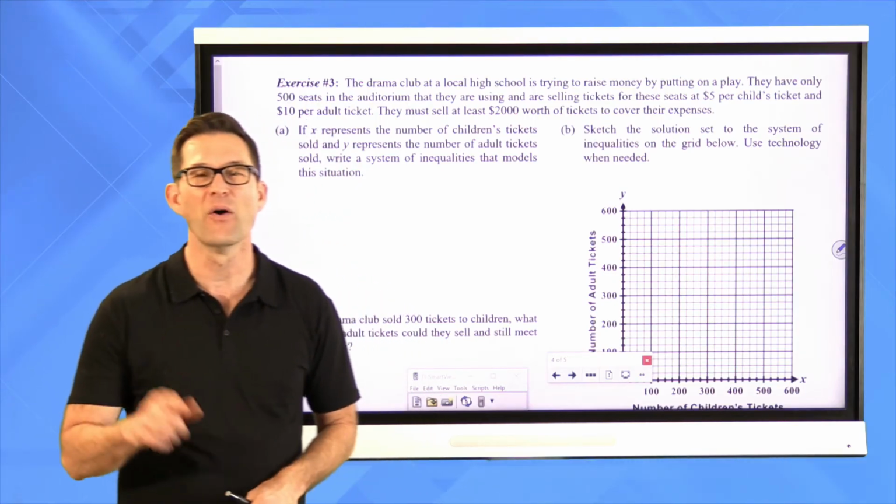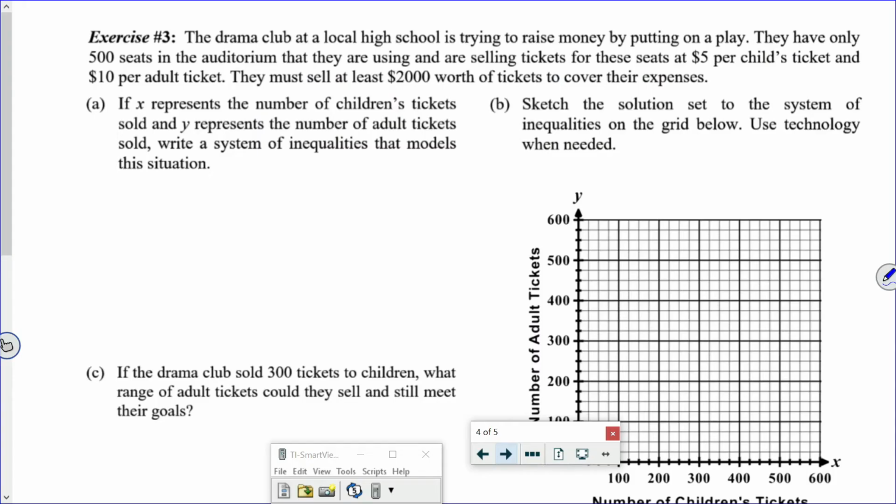All right, here we go. Exercise number 3. The drama club at a local high school is trying to raise money by putting on a play. They have only 500 seats in the auditorium that they are using and are selling tickets for these seats at $5 per child's ticket and $10 per adult ticket. They must sell at least $2,000 worth of tickets to cover their expenses. Letter A. If X represents the number of children's tickets and Y represents the number of adult tickets sold, write a system of inequalities that models this situation.